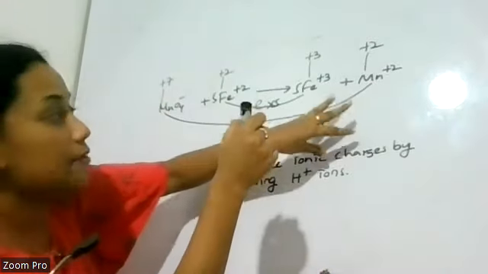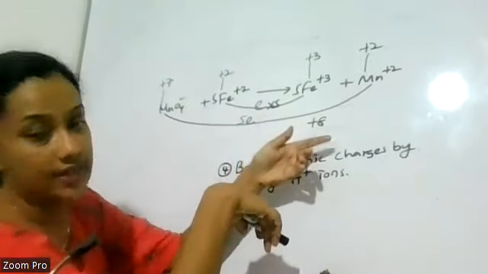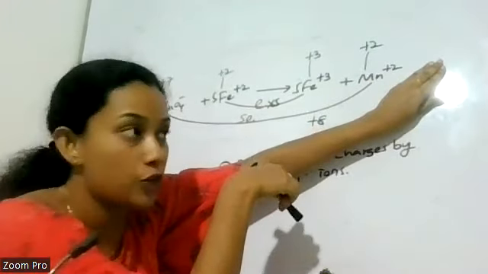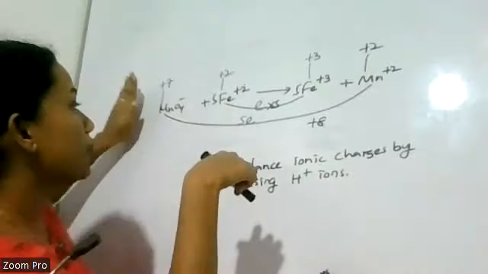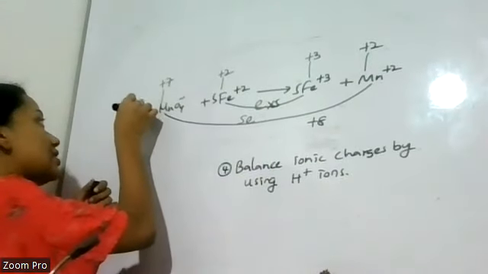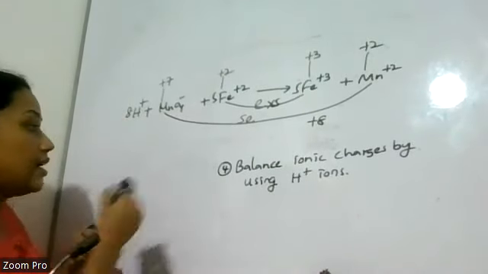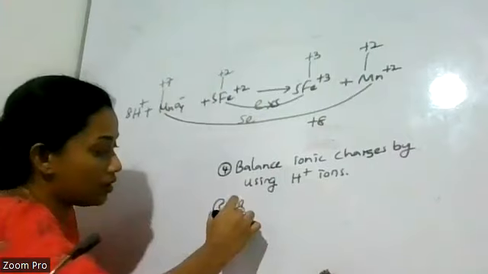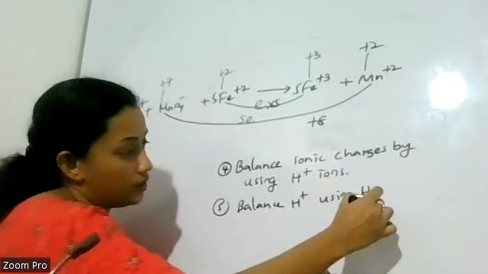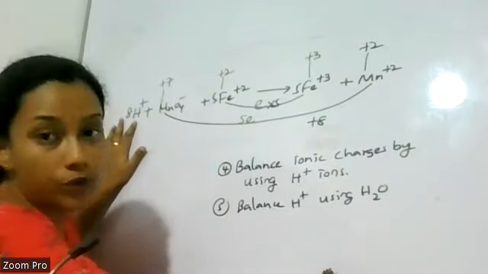To balance these 8 plus charges, we can only use H plus ions. H plus means 1 plus. To balance these 8 plus charges, we have to add 8 plus charges to this side. That means 8 H plus ions should be added. The final step is to balance H plus using water. Here 8 H plus are there. We can balance these 8 H plus by using water.